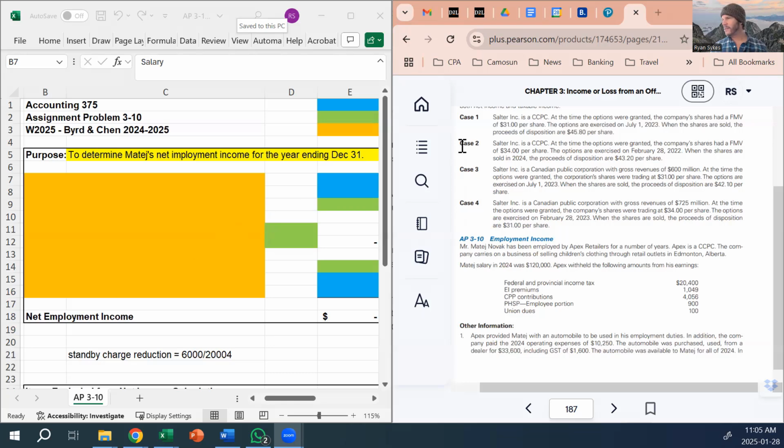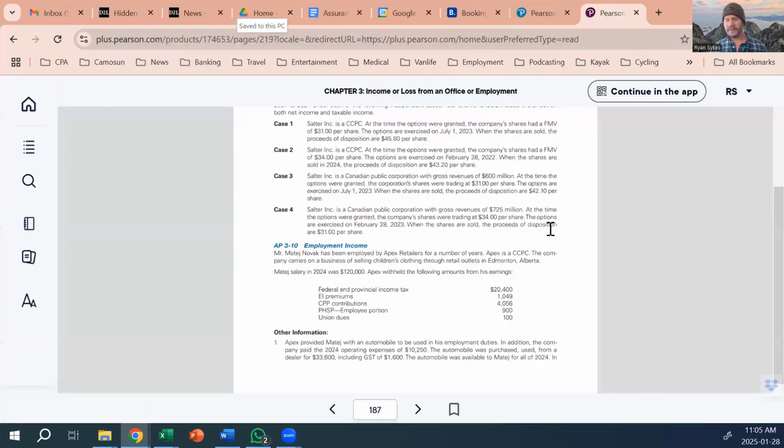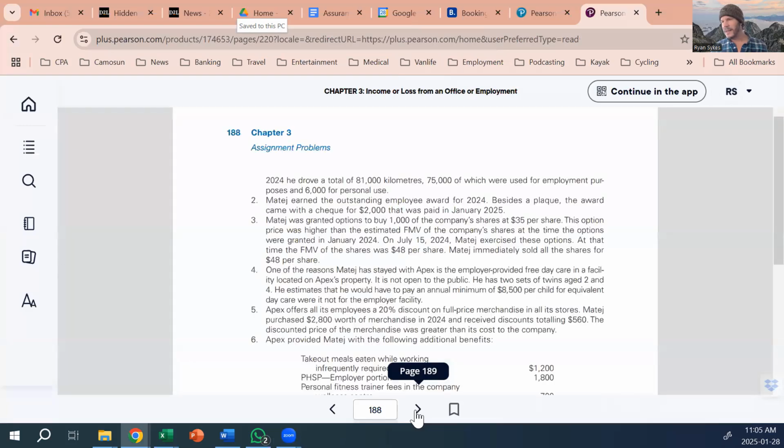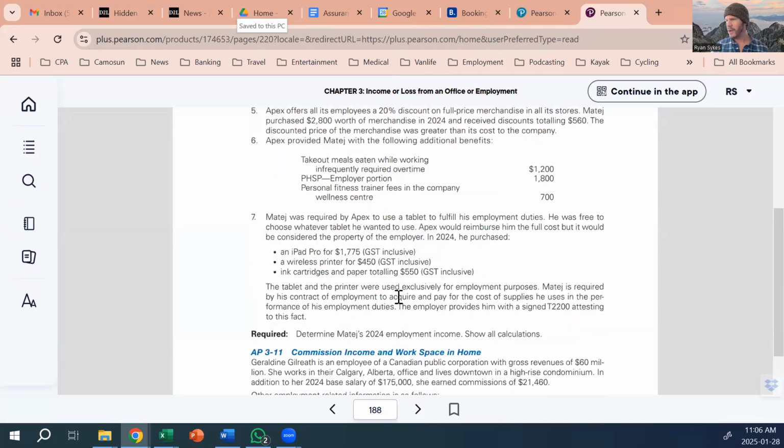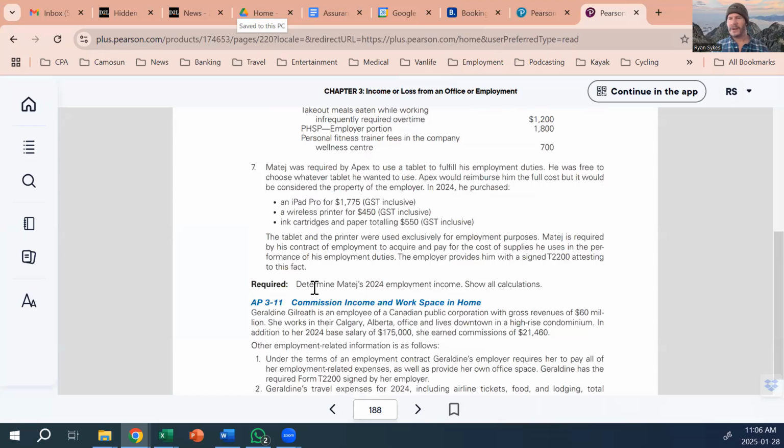What I'll start off by doing is a little bit of chit chat surrounding the narrative of the problem. What I always like to do with a problem, before I attempt the full problem, is to take a look at what the required is. That gives me a little bit of context before I jump into the major problem. As I'm reading through the problem narrative, I know what the required is already, so I already have some context. If I jump to the required here, it is: determine Matei's 2024 employment income and show all calculations. Great. I know that I'm doing an employment income calculation here.